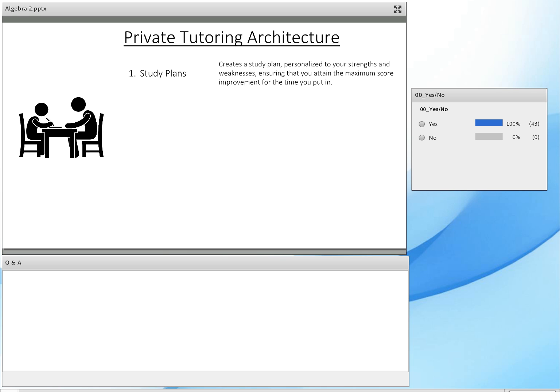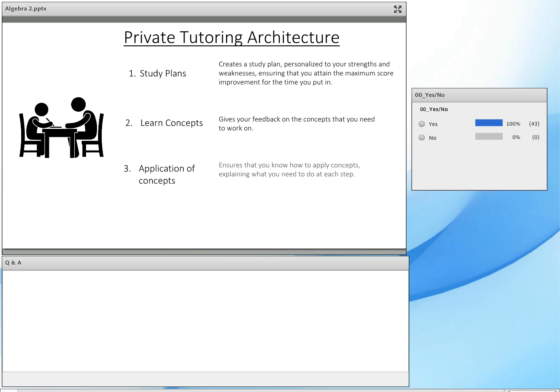Once you have this personalized study plan, your tutor then teaches you concepts, evaluating you constantly in the process. Okay, that's the key thing over here, evaluating you constantly. Now, once you've learned a few concepts, then the tutor teaches you how to apply these concepts in a methodical manner. And this cycle of learning concepts and reinforcing application continues for some time.